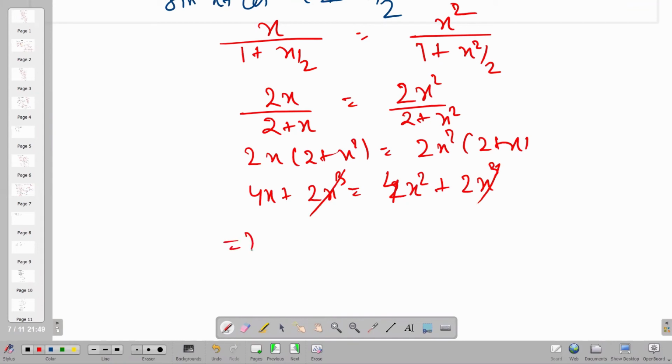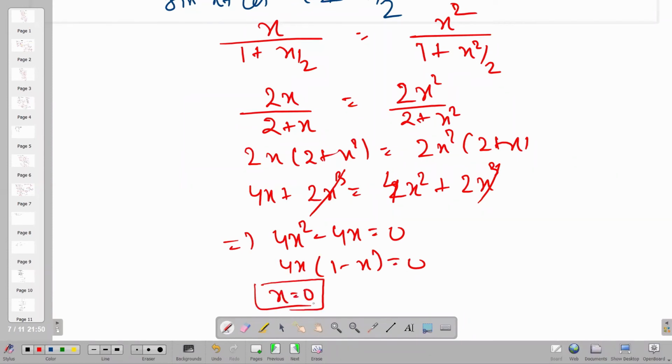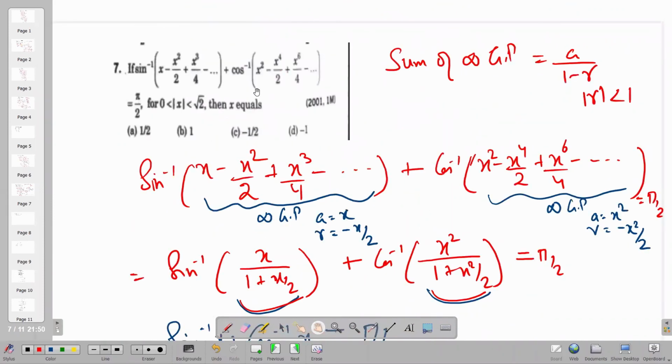On further solving, I get 4x square minus 4x equal to 0. If I take 4x common, here I get x equal to 0 and x equal to 1. But it's given to us in the question that mod of x is in between 0 to root 2.